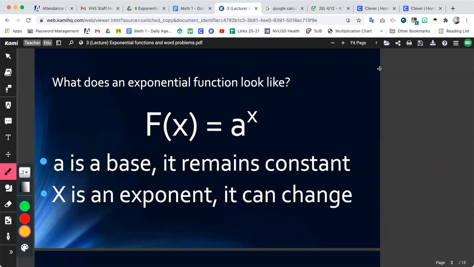F of x equals a to the x, where a is your base. That's the thing that remains constant. And x is your variable or your exponent. That's what can change, okay? So what we're going to do today is we're going to expand upon this. We're going to take this exponential function and we're going to add to it depending on what type of problem we're dealing with, okay? So today we're dealing with two concepts.